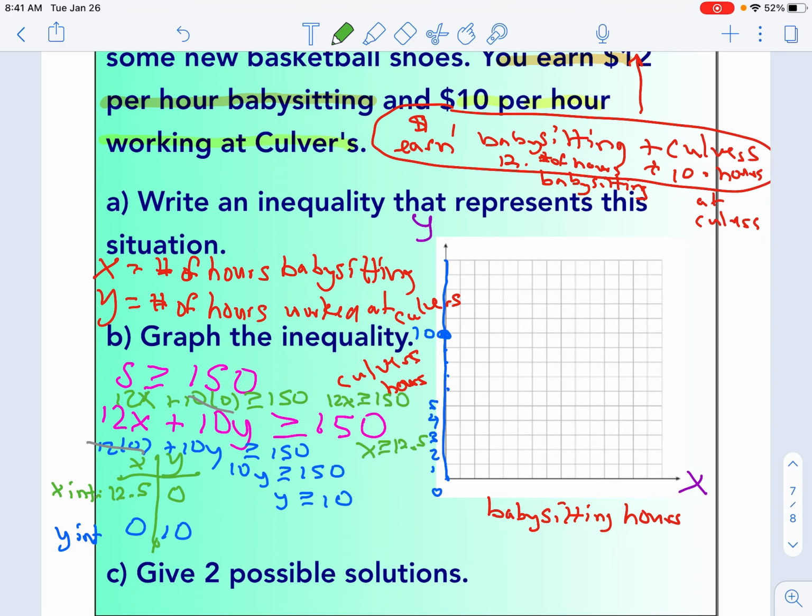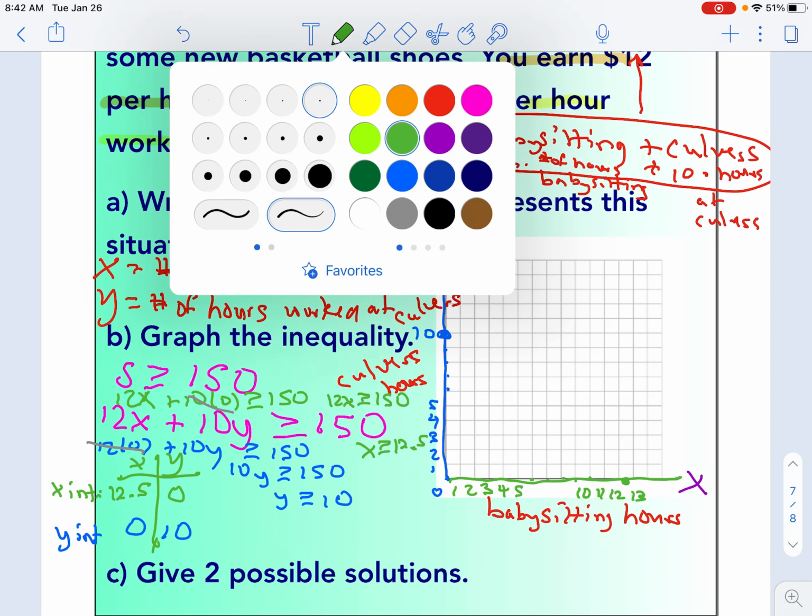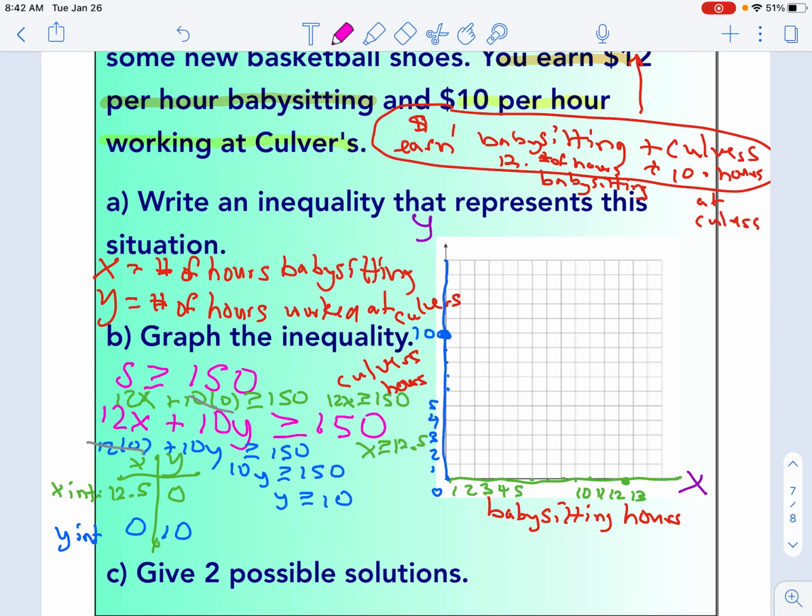So (12.5, 0) is my ordered pair. It's going to be on the x-axis because it's the x-intercept. So again, 1, 2, 3, 4, 5, labeling this, 6, 7, 8, 9, 10. There's 10, 11, 12, 13. 12.5 would be exactly in the middle. So now I can go ahead and draw my boundary line. It does have an equal with it, so it still will be solid.